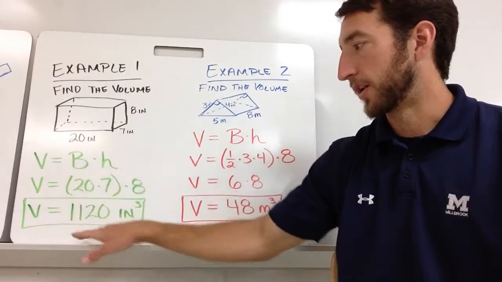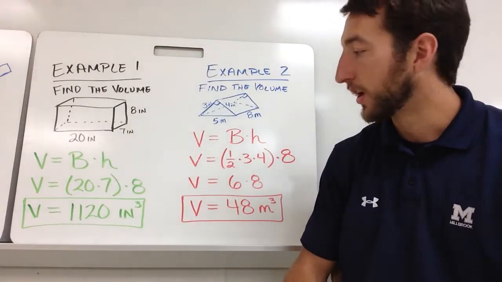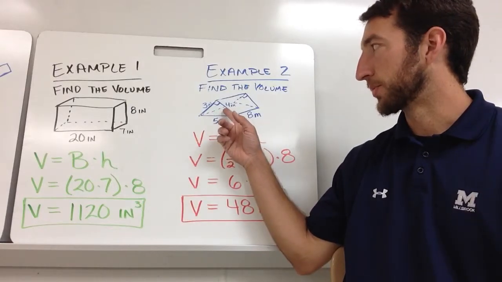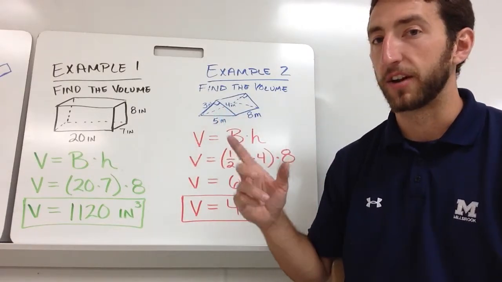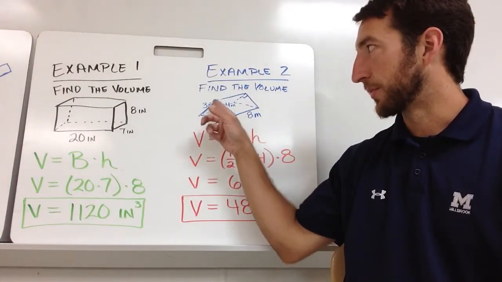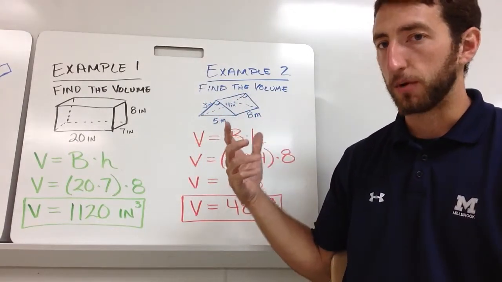All right, so we multiply all this together, you get 1,120 inches cubed as your volume for that. Now a triangular prism works a little bit different. We've got to find the area of that triangle. So I'm going to do, this is a right triangle, so my legs help me out with my area.